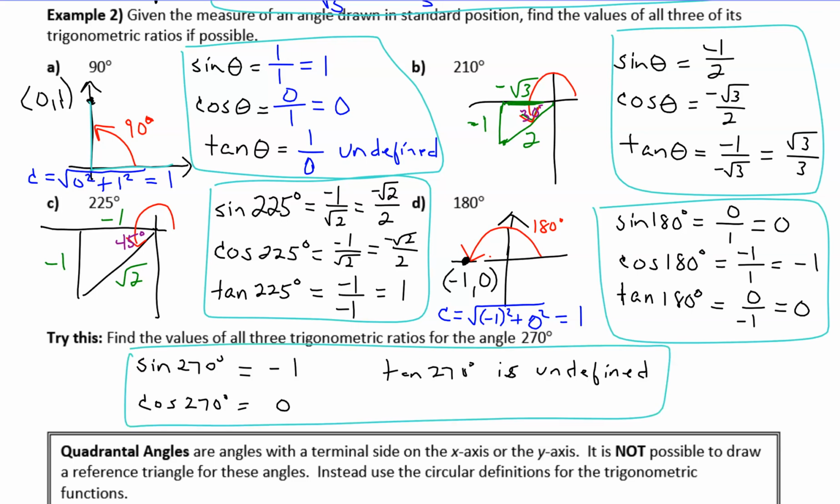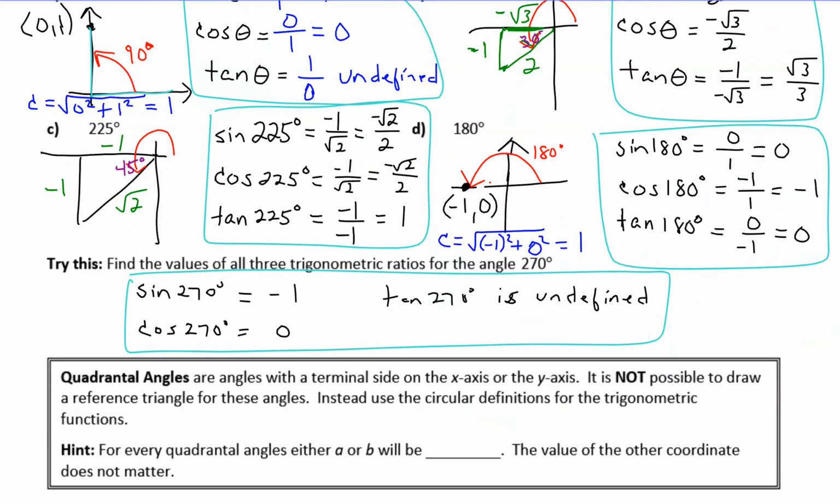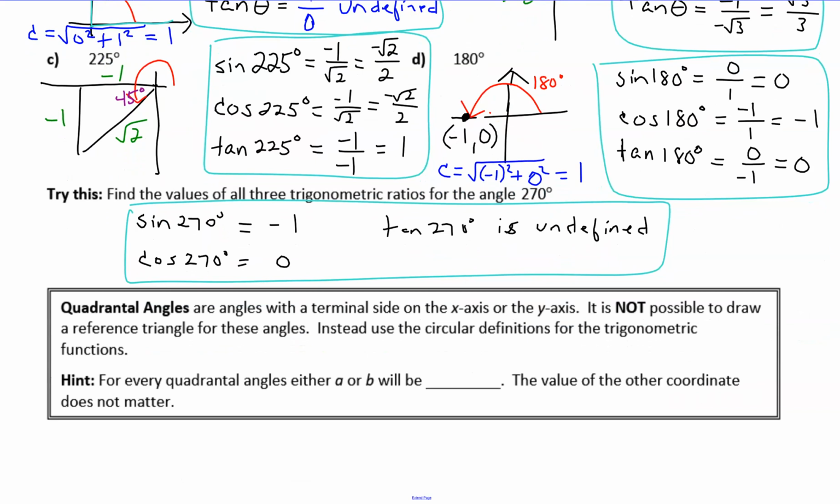All right, here are the solutions for the try this. What you'll notice is that we can use SOHCAHTOA anytime we can draw a triangle. The angles for which we can't draw a triangle are those that have a terminal side on the x-axis or the y-axis. These are known as quadrantal angles. Instead, we're going to use the circular definitions for their trigonometric functions.